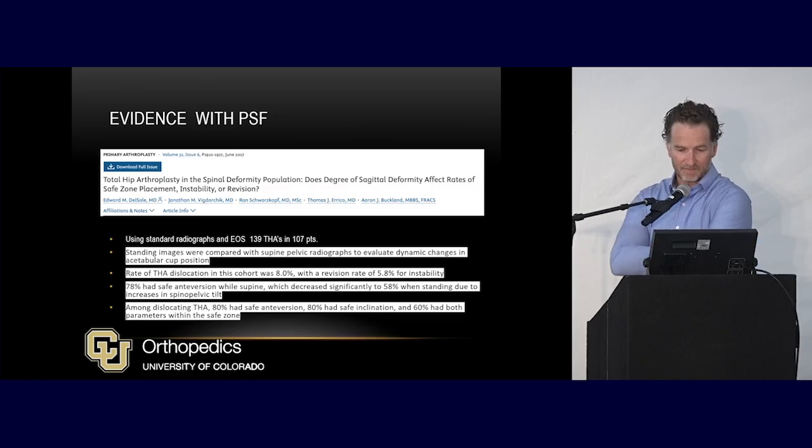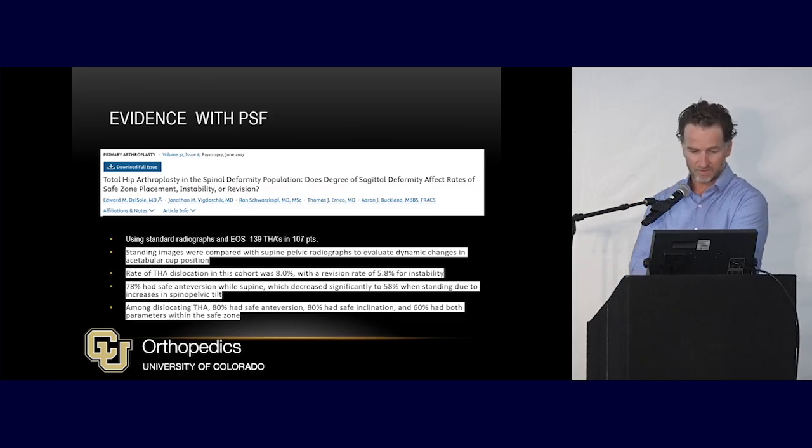We've all seen these articles talking about safe zones. This one was a little bit older, and it tried to look at the rates of safe zone placement and where we're at. And the reality is that I don't think we really know, right? This one compared standing images to supine, dynamic changes, with an 8% risk of dislocation in this cohort, only 139 hips, with a pretty high revision rate of nearly 6%. But of those that dislocated, 78% were in the functional safe zone when they changed to standing.